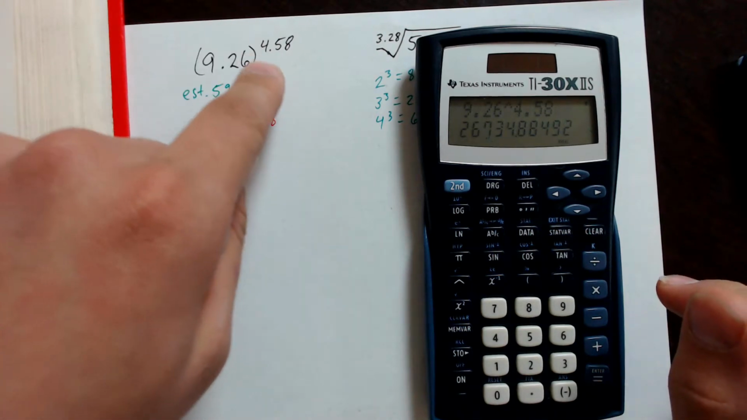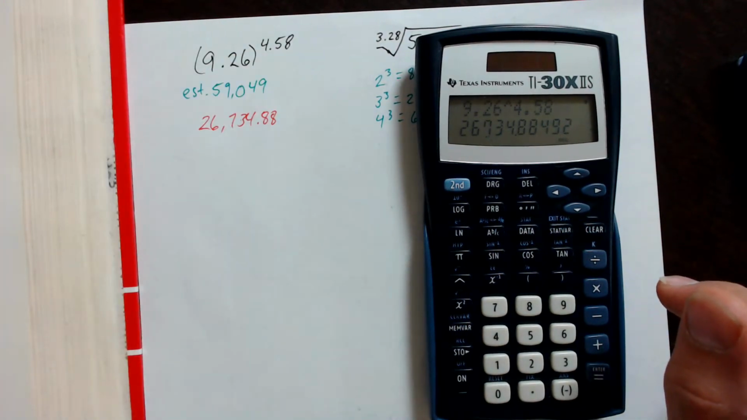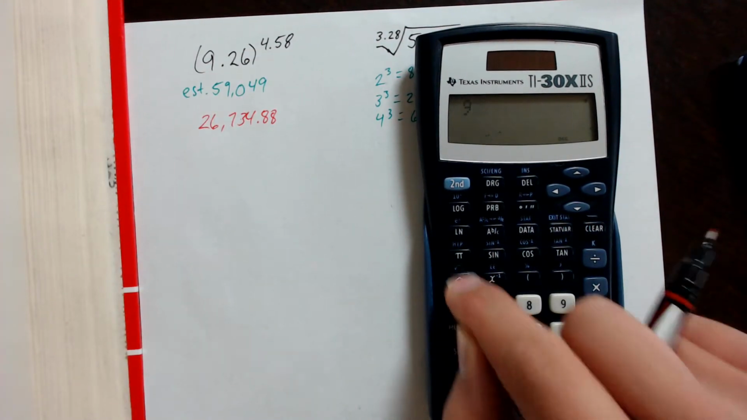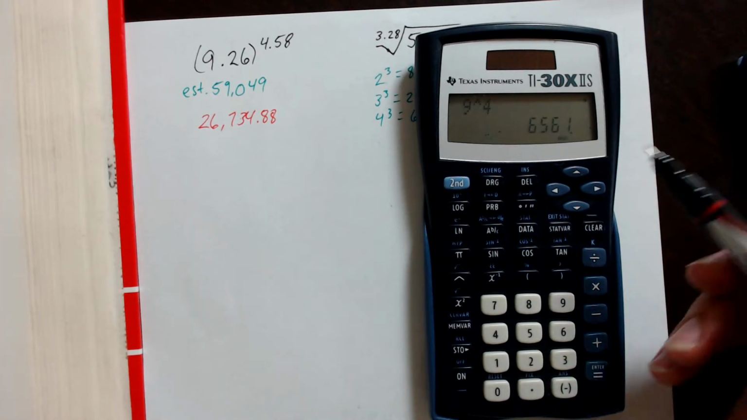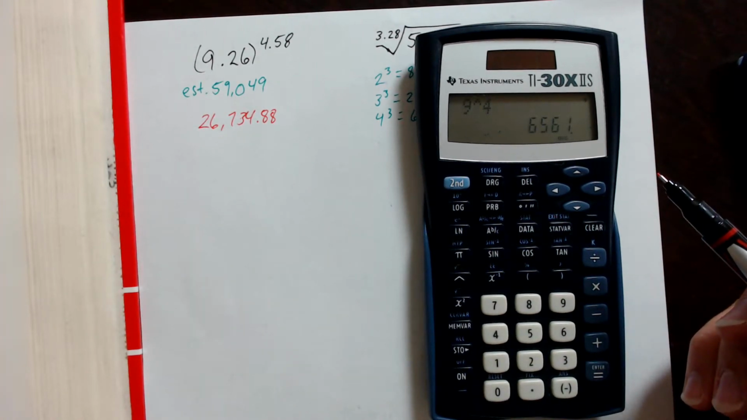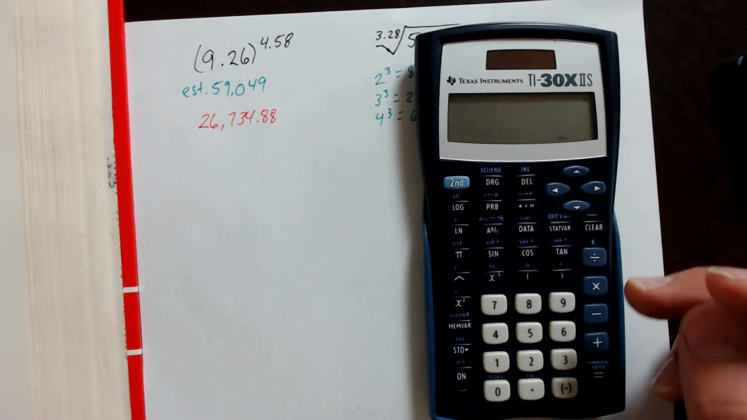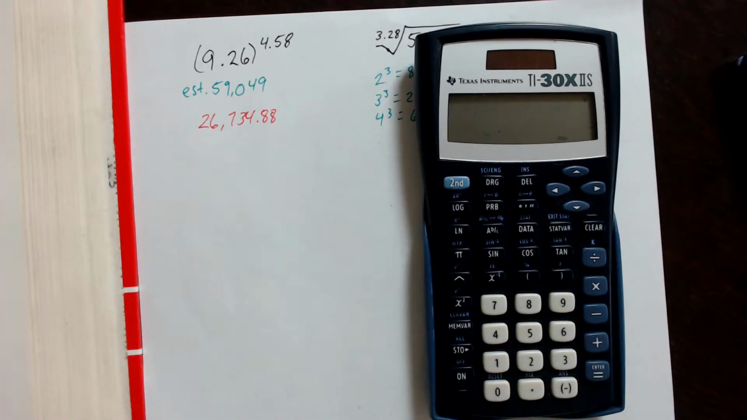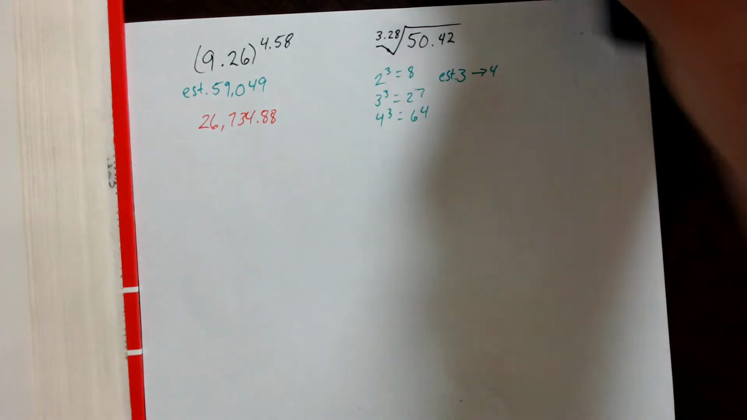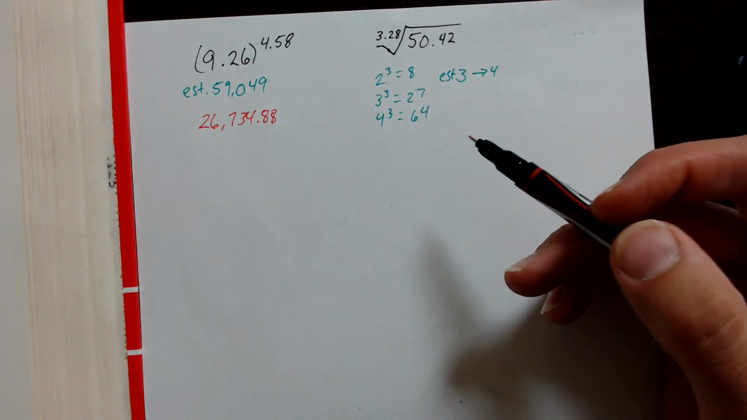Now remember, I did round my exponent up to 5. Let's see what happens if I did 9 to the power of 4. Huh, that gives me 6,561. Strange. Okay, so estimates on these exponents might not be so great. I guess you'll have to trust your calculator on those. Let's see if the estimate works out over here for the root.